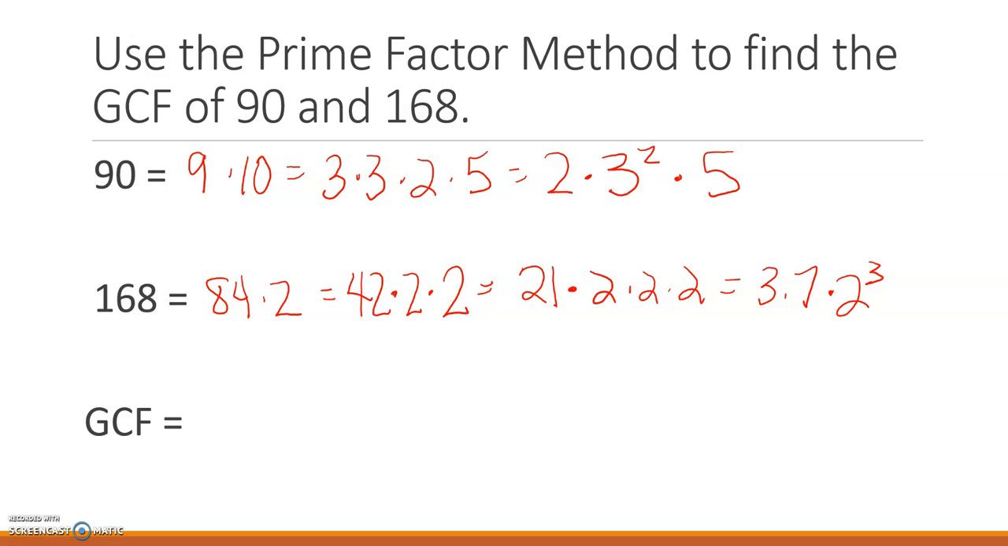We have our prime factorizations of 90 and 168. There is 1 2 for 90 and 3 2s for 168, so we will take 1. Looking at the 3's, what they have in common, 168 has 1 3, 90 has 2 3's, we only take 1. There is a 5 as a factor for 90 and a 7 as a factor for 168, but they are not common. Our GCF is 2 times 3, which is 6.